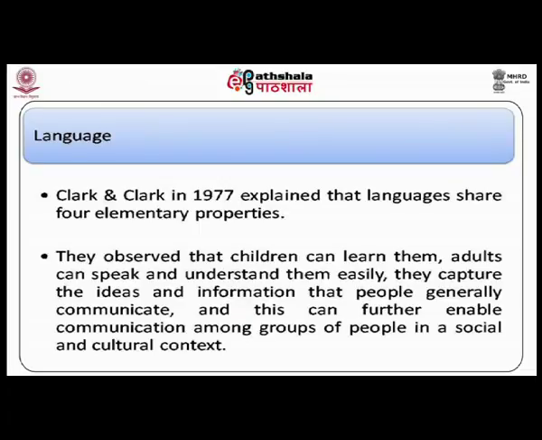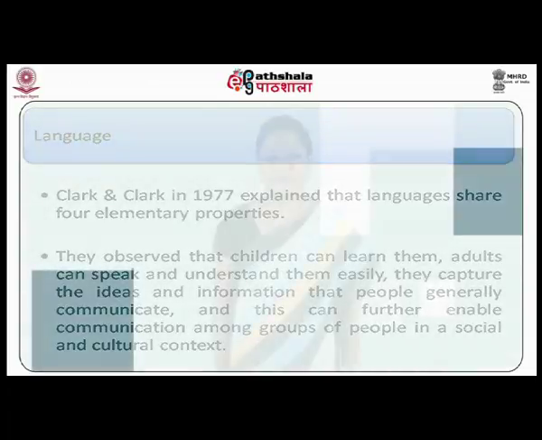Clark and Clark in 1977 explained that languages share four elementary properties. They observed that children can learn them, adults can speak and understand them easily. They capture the ideas and information that people generally communicate, and this can further enable communication among groups of people in a social and cultural context.